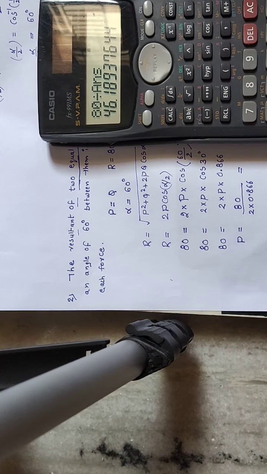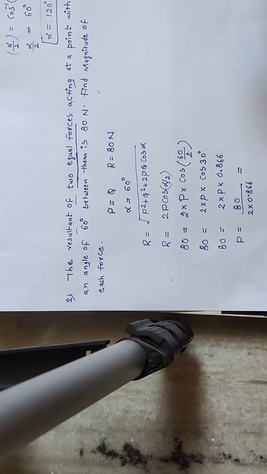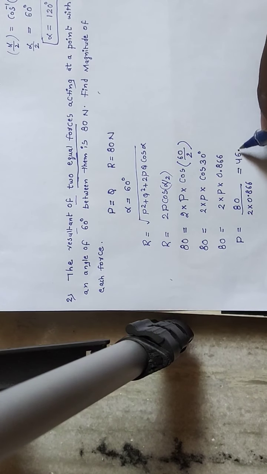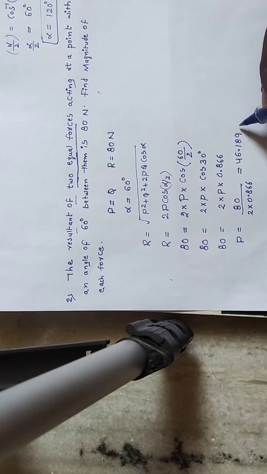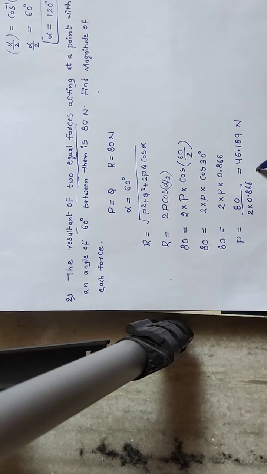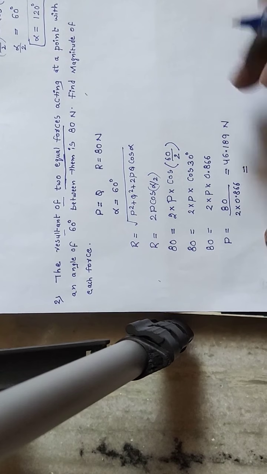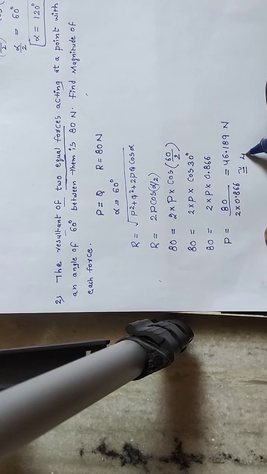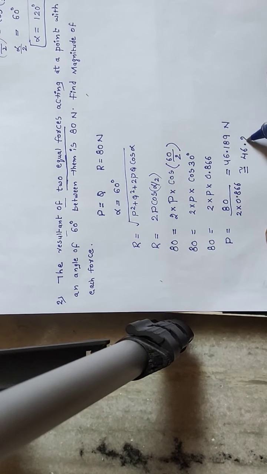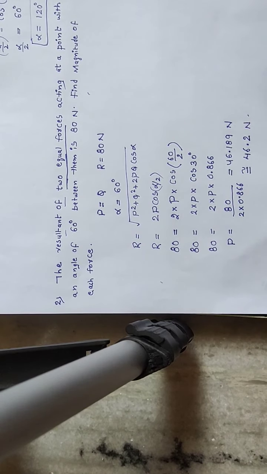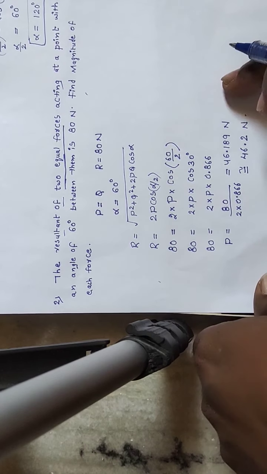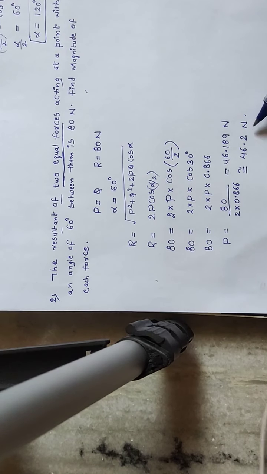So 46.189 Newton. So it is almost equal to 46.2 Newton. So the magnitude of P is 46.2 Newton. So automatically the magnitude of Q also becomes 46.2 Newton.